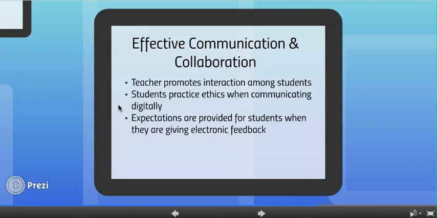And also, expectations can certainly be provided for students when they're giving electronic feedback, maybe through a rubric of what types of responses are appropriate, and that's not even along the lines of inappropriate language or bully language being used, but also that the responses given are thoughtful, and it's not just along the lines of agreeing or a smiley face or a winking face, that insightful comments are actually being shared.